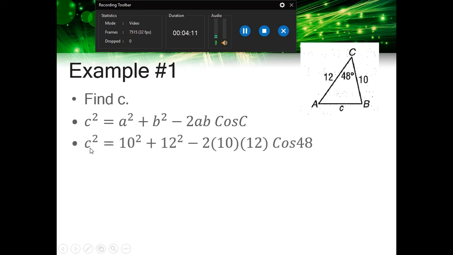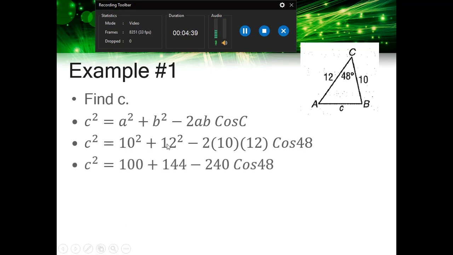I'm going to fill in the pieces that I know. C squared, or C, remains unknown, but side A is across from angle A, so it's 10 squared, and side B is across from angle B, and it's 12 squared. Minus 2, and then this is side A and B, and then we fill in 48 for the cosine of angle C. We're going to go through and solve different pieces. We don't want to get too far ahead of ourselves and try to do it all at once.